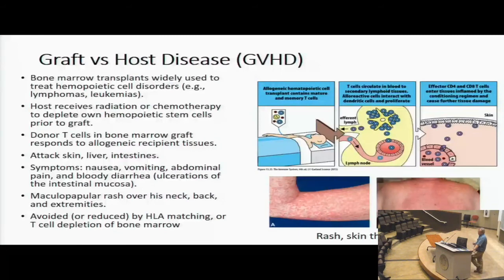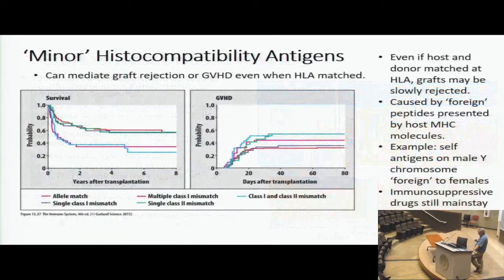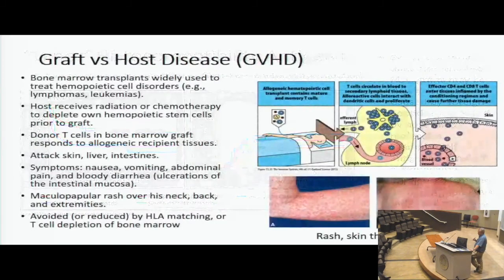One last thing is kind of the reciprocal. This is where the graft can actually try and reject the host. It's called graft versus host disease. This can often occur with bone marrow transplants. Bone marrow transplants are widely used now for treatment of various hematopoietic cell disorders such as lymphomas and leukemias.